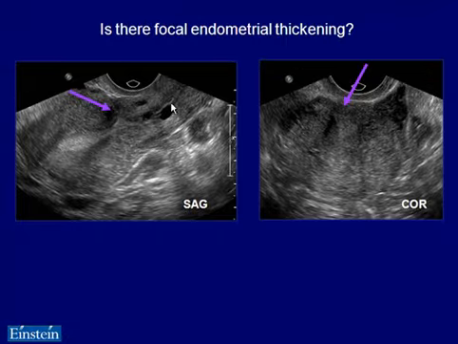Is there focal endometrial thickening in this patient with a cesarean section history? You can see right here, there's sort of a bump up of the endometrium. And what this represents, this is it in transverse, is the scar with pulling and tethering of the endometrium in towards the scar.